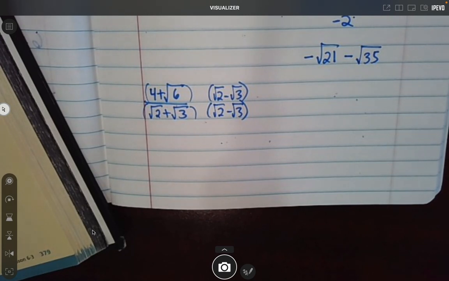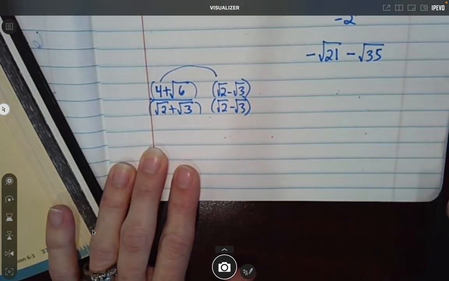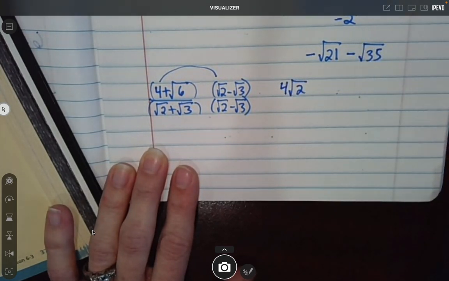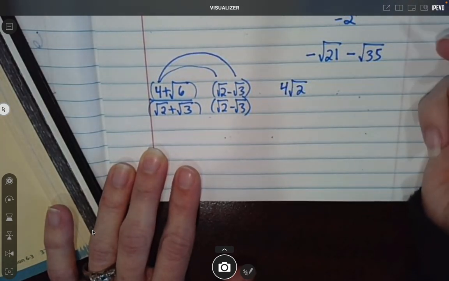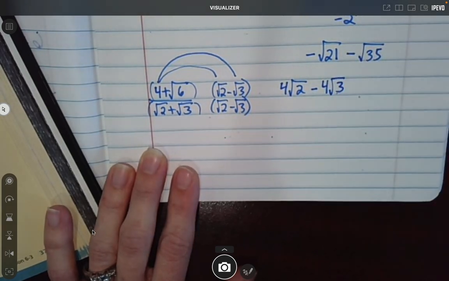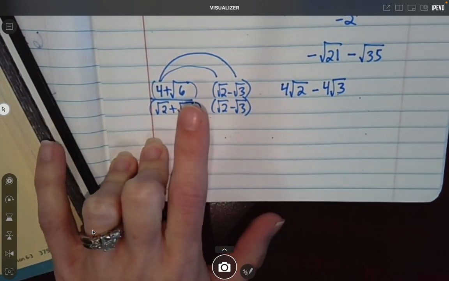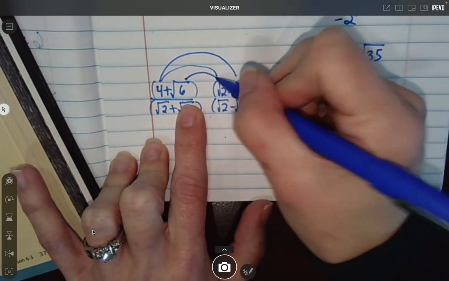Okay, then we FOIL, top and bottom. Is everybody okay with that? This one, there is a little bit more to do in the top, in the numerator. What is 4 times the square root of 2? 4 square root of 2. What is 4 times negative square root of 3? Negative 4 square root of 3. Is everybody okay so far? All right, now what do we have to multiply? We have to distribute the square root of 6. What is the square root of 6 times the square root of 2?